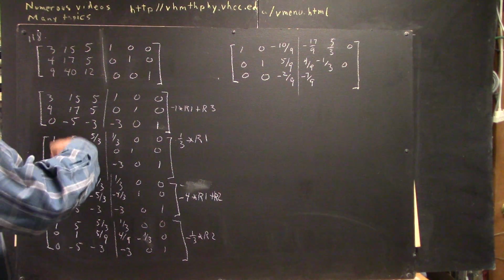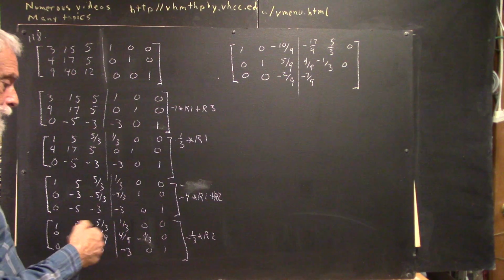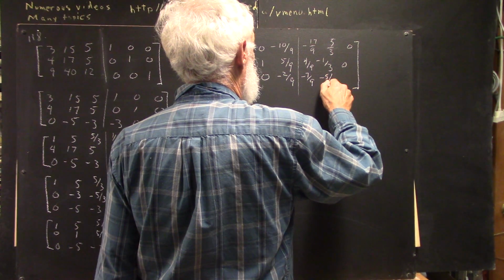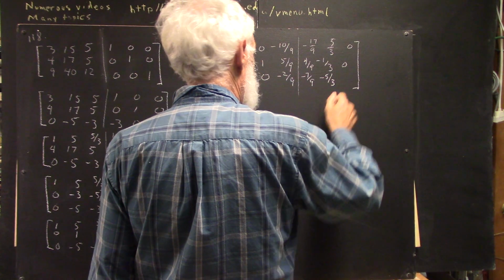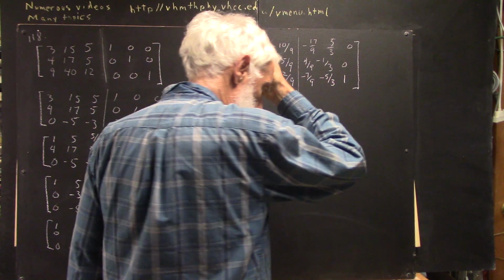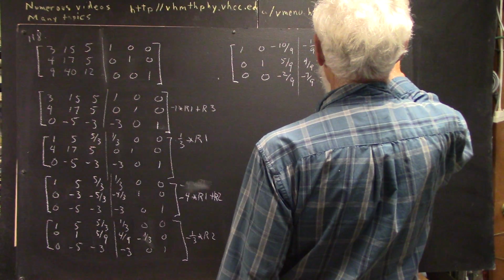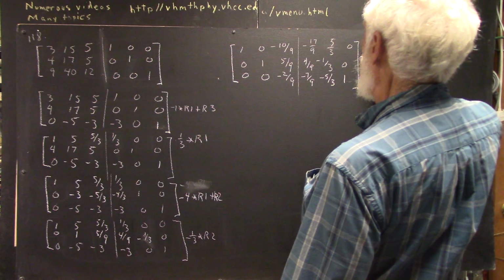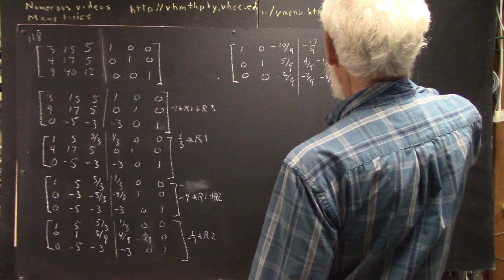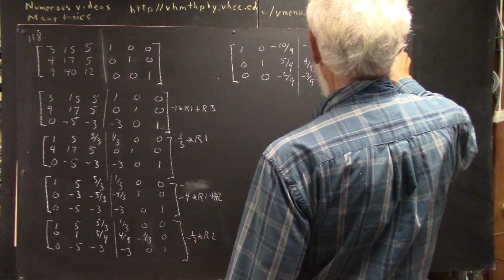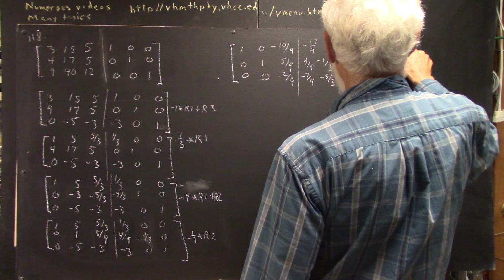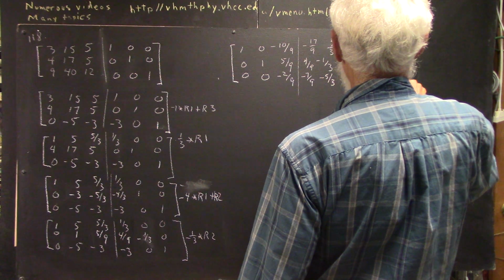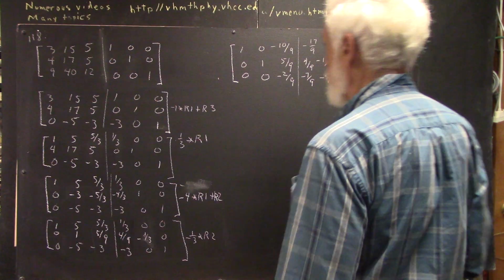And 5 times negative 1/3 is negative 5/3. Added to 0 is going to be negative 5/3. And then we're still going to have our 1. So what this is, and you're probably standing in the way, let's see if I can move back a little bit. This is row 1 minus 5 times row 2, and this is row 3 plus 5 times row 2. Okay.